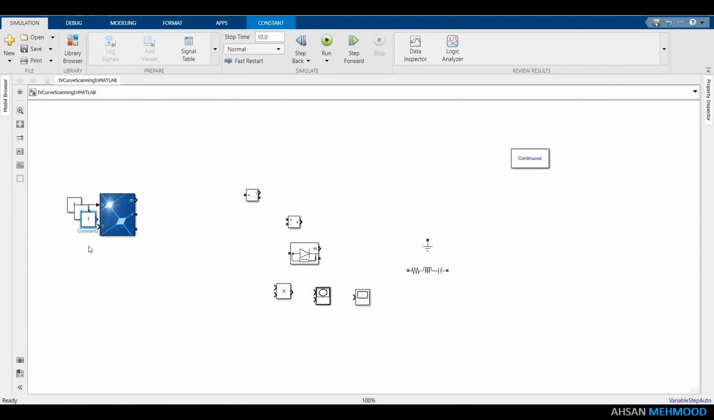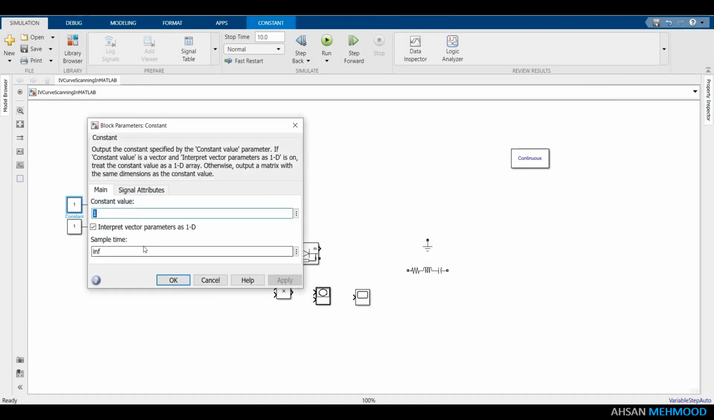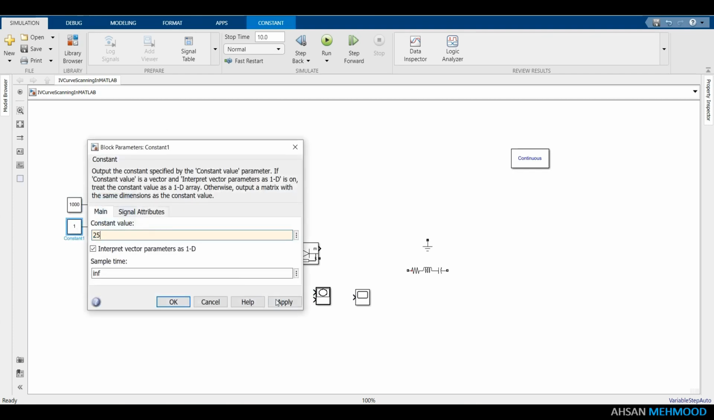Connect the constant blocks to the PV array and set the values to 1000 watt per meter square and 25 degrees Celsius for the time being. I am going to make a 3x2 PV array.